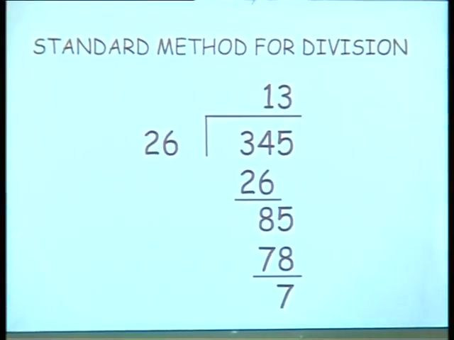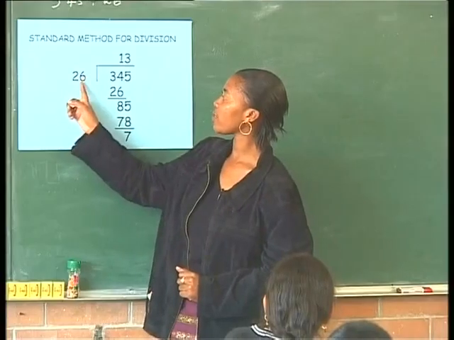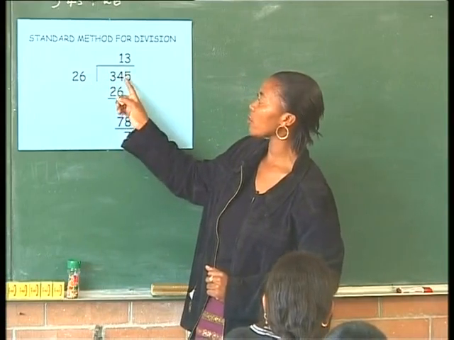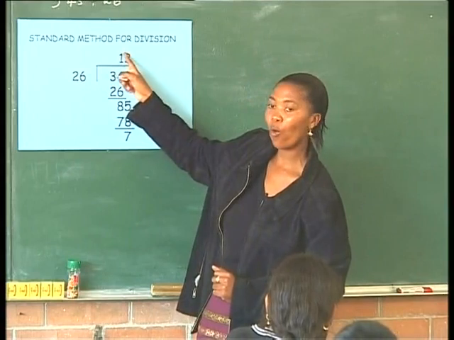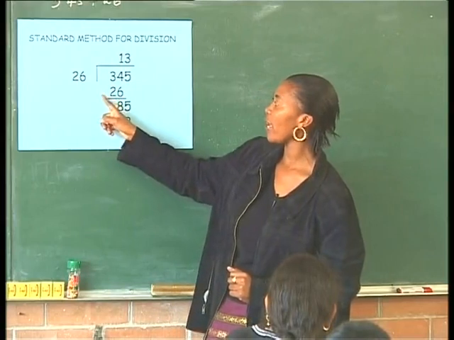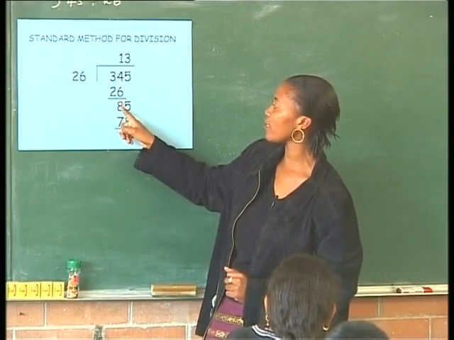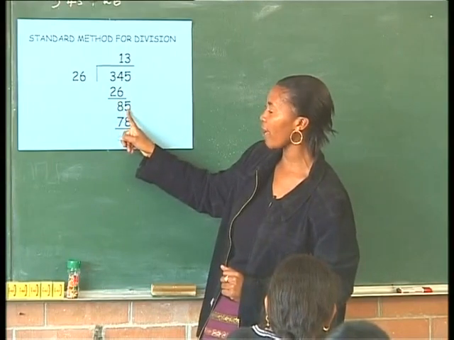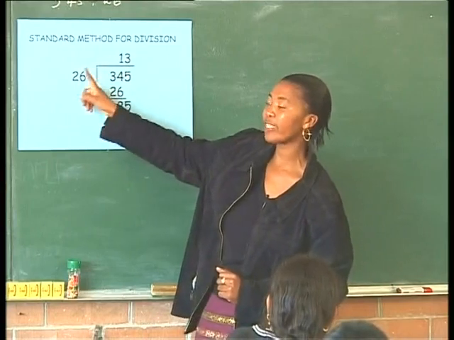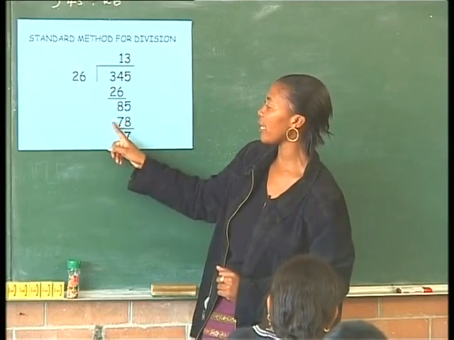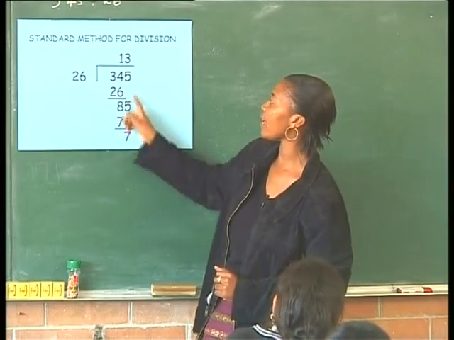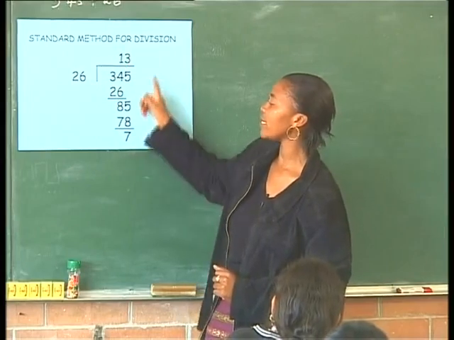So in this method, when we are doing long division, we will say 26 goes into 3 how many times, and it can't go. So we say 26 goes into 34 how many times, and it goes 1 time. Then we say 1 times 26 and we get 26. Then we subtract 34 minus 26 and we have 8 left, and we bring down the 5. And then we say 26 goes into 85 3 times, and 3 times 26 is 78, and then we subtract and we have the remainder of 7, and this tells us that there's 13 remainder 7.